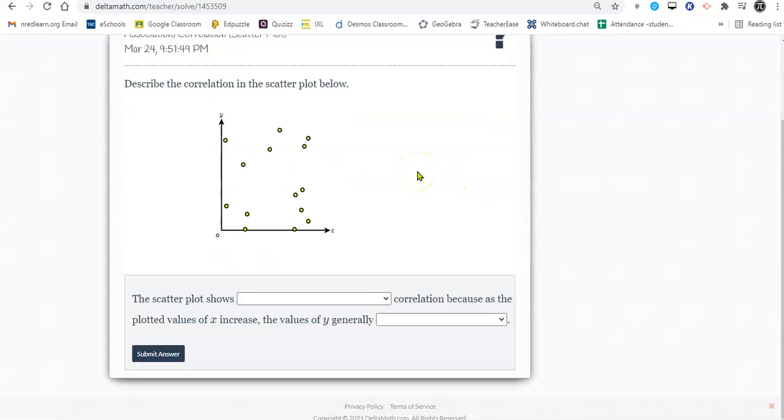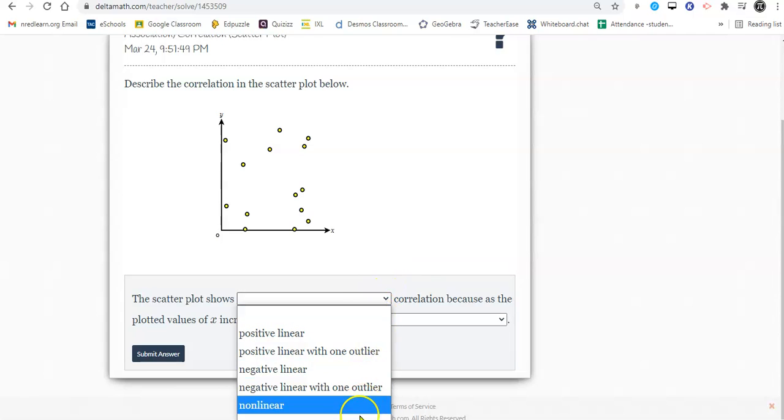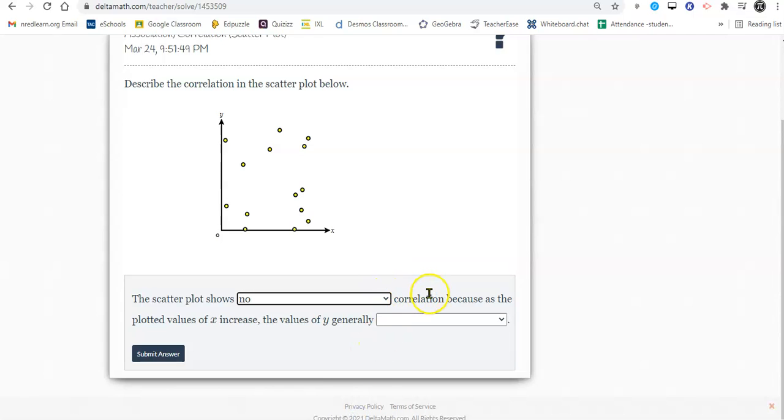All right, let's take a look at this third one. Describe the correlation in the scatter plot shown below. Well, wow, that looks like a hot mess. So I don't think that's going uphill or downhill. It's kind of all over the place. So we're going to call this one no correlation, right? The very last option in the drop-down menu.